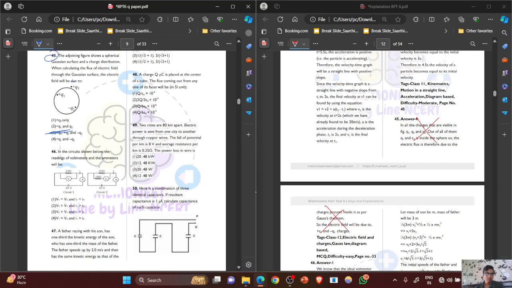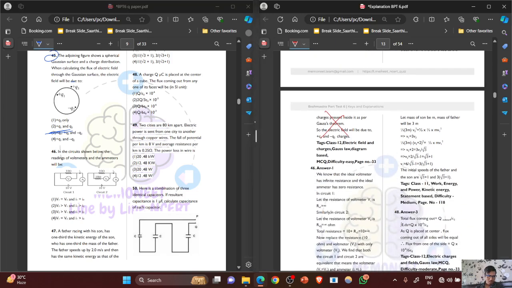46. In the circuit shown below, the reading of voltmeter and ammeter. There is a 10 volt source. Again there is 10 volt here, and here it will also be 10 volt, because the potential is the same across this, this, and this. So V1 and V2 will be equal. Now we need to calculate I1 and I2, the total currents.